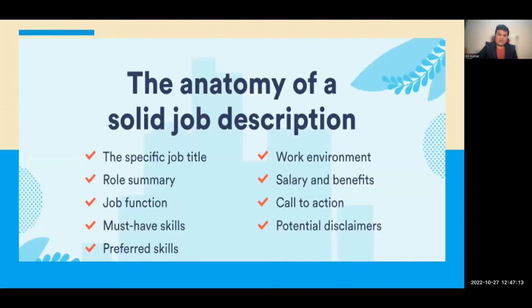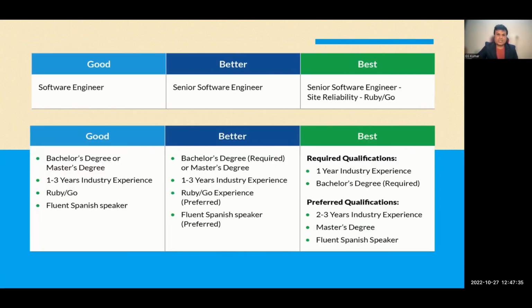The anatomy of a best job description covers all these pointers: the specific job title, role summary, job function, must-have skills, preferred skills, work environment, salary and benefits, call to action, and potential disclaimers. This is a best JD classification where people have to write as a hiring manager, but most of the time it's not happening. But we will understand which is good, which is better, and which is best in a real-time scenario.